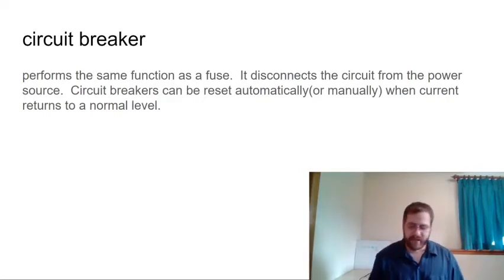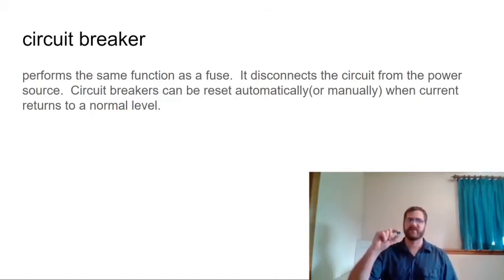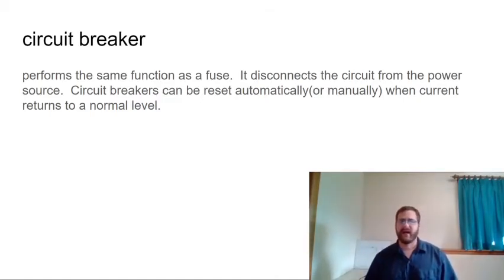Okay, a circuit breaker. I really don't have one of these, but they're kind of similar to the circuit breakers that are in your house. What they do is basically the same job as a fuse. It's also circuit protection. It disconnects the circuit from a power source. Breakers can be reset automatically or manually when current returns to a normal level.